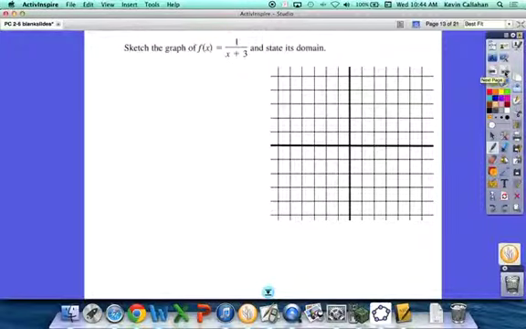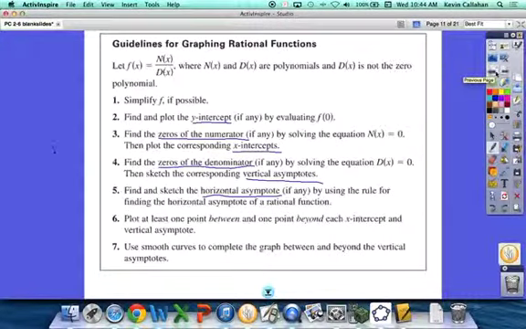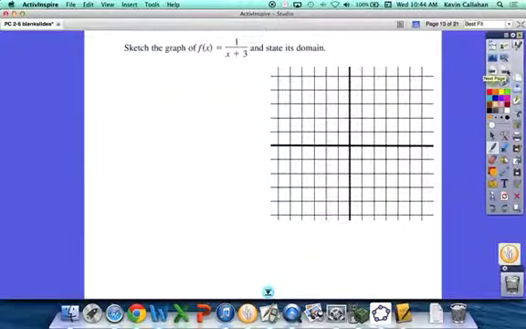Okay, so let's go down our list of things that we're going to do. The first thing, there's no simplifying to be done at this one. What was the first thing in that list? It was y-intercept. Okay, the y-intercept is what you get when you substitute x equals 0. Right, so y equals 1 over 0 plus 3, 1/3.